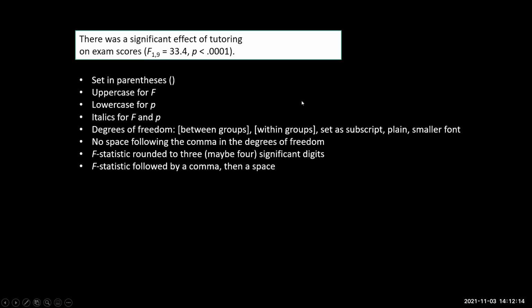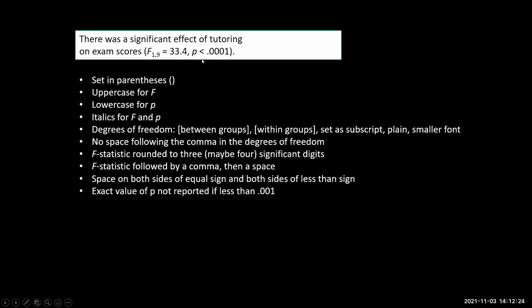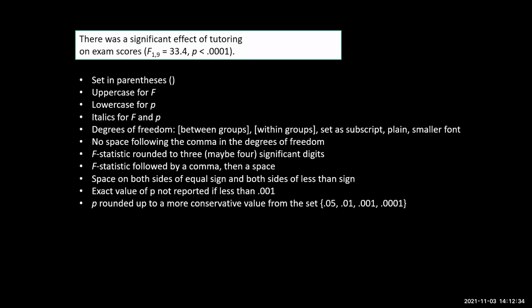The F statistic is followed by a comma and a space, and then the p-value. There is space on both sides of the equals to sign. And the exact value of p is not reported if it is less than 0.001. And the p-value can be rounded up from this set of values.